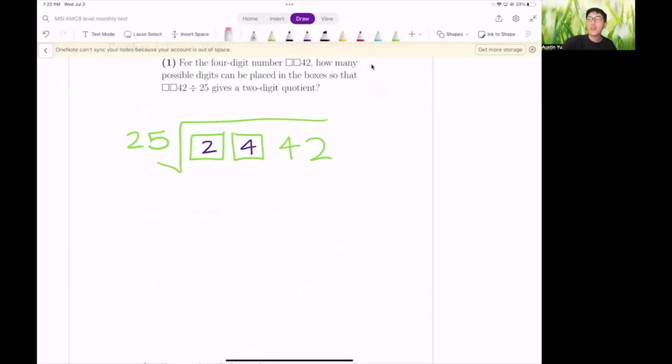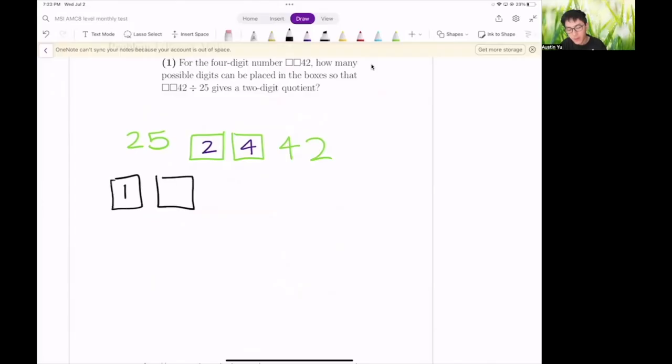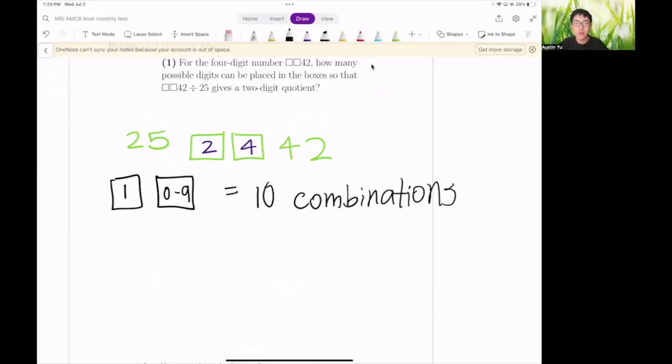We know that all the ones can work because they're all smaller than this number right here, right? So if all the ones can work, then the number in front of the box is 1. And then the numbers from 0 to 9 can all work, which means that in total there are 10 combinations for a four-digit number that's starting with 1.